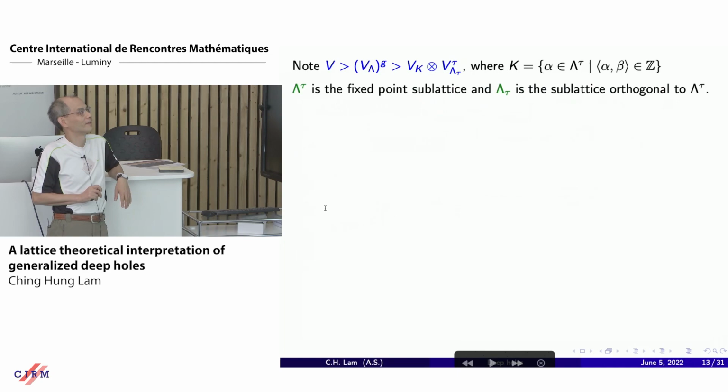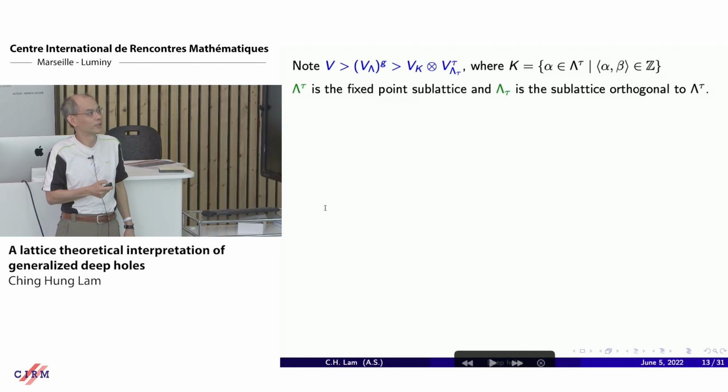Okay, so now if we start with the V, then as we mentioned, it can be constructed by using certain obvious constructions. So in particular, it will contain the fixed point space. Okay, now G decomposes into two parts, right? Tau and then the beta. So you can split the gamma into two pieces.